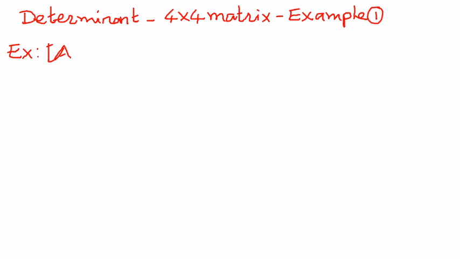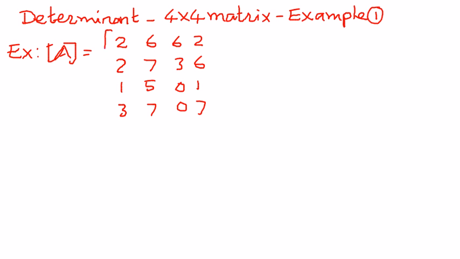Matrix A has the following elements: 2, 6, 6, 2 in the first row. In the second row, we have 2, 7, 3, 6. In the third row, we have 1, 5, 0, 1. And in the fourth row, we have 3, 7, 0, 7. Let's say these are the elements we have in this matrix.